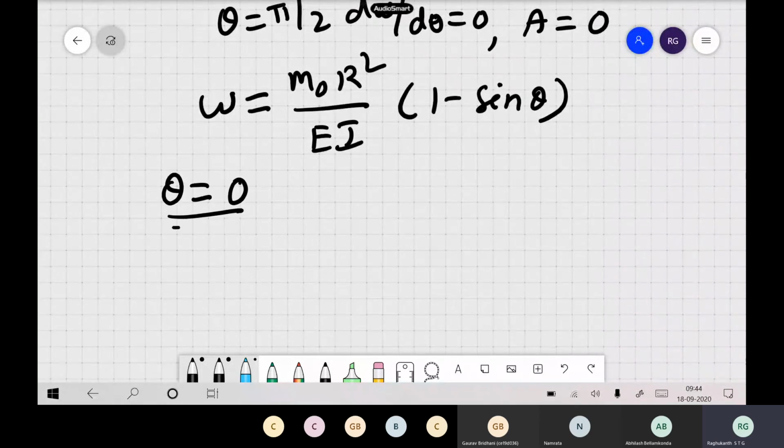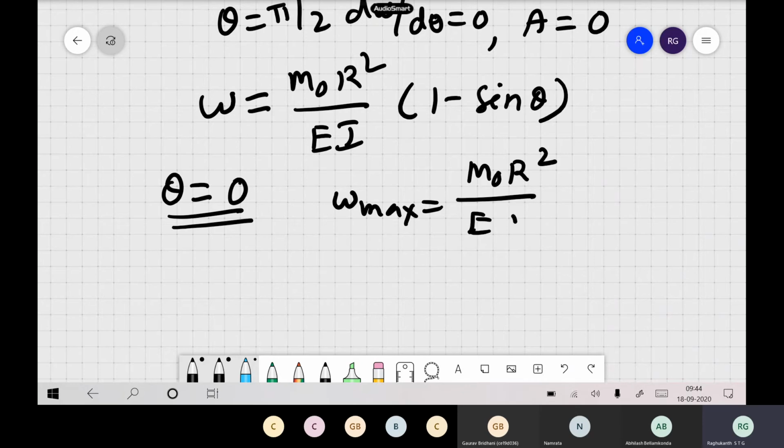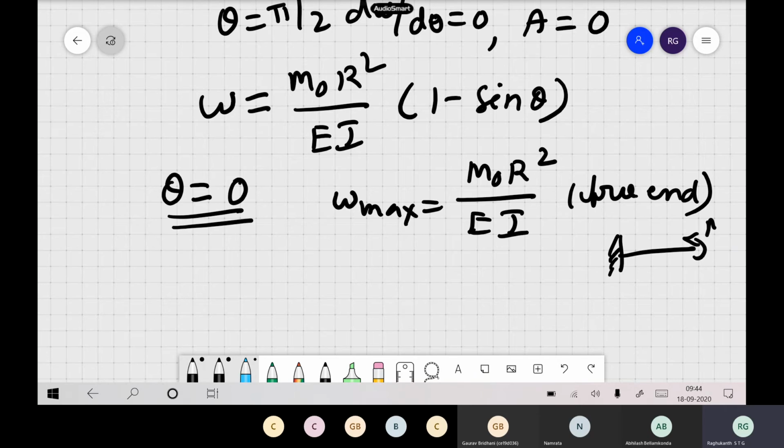When you substitute theta equal to 0, obviously sine 0 is 0. So W max will be M0 R square by EI. This is the maximum deflection at the free end. Okay, you can compare this with your cantilever problem. You remember, for a cantilever subjected to M0, what was the deflection? Now for an arch, you can easily calculate.